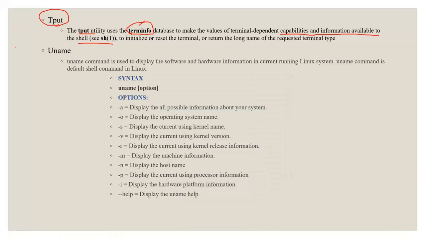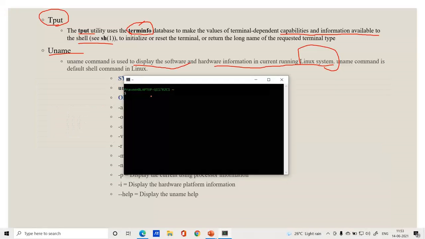Now coming to the next command, which is uname. Uname is a command which is used to display the software and hardware information of the current running system, that is, the operating system that you are using, Unix or Linux. It displays some information about that particular device. That is our second command.